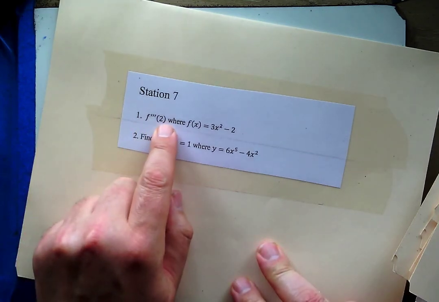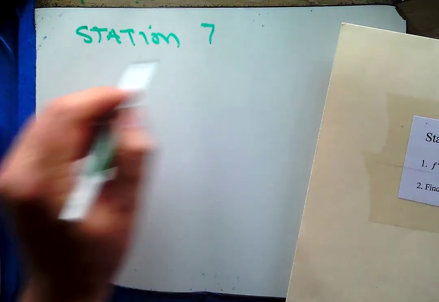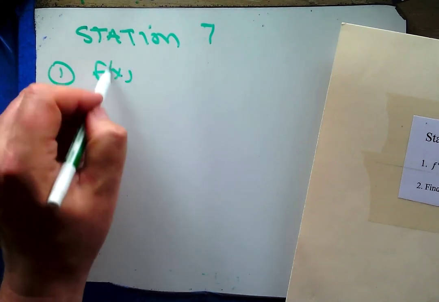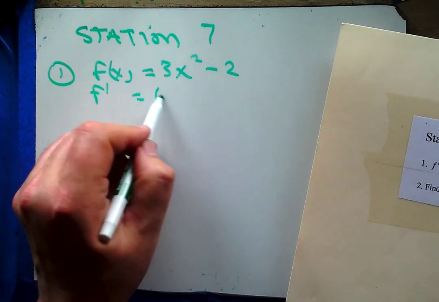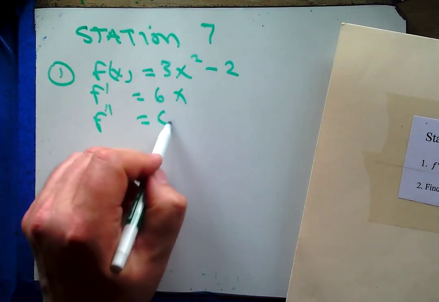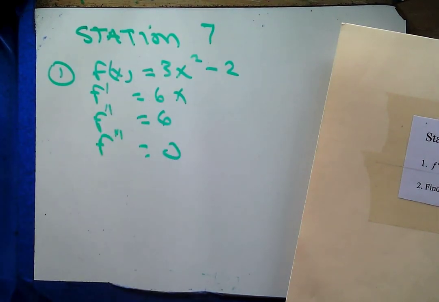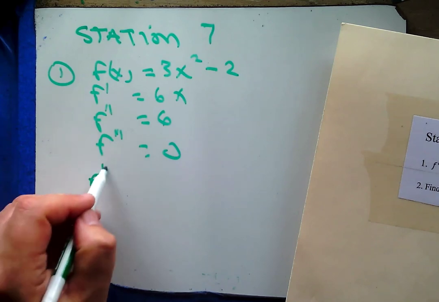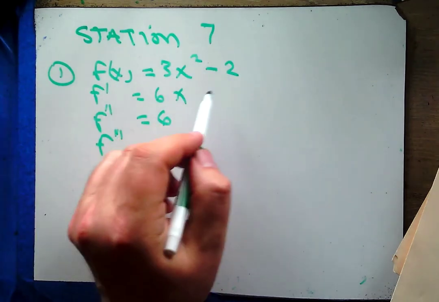Alright, that was station 6. Station 7. F triple prime of 2, where f of x equals this. Well, that's silly. You know why I say that's silly? Because I think that f of x being 3x squared minus 2, f prime is 6x, f double prime is 6. And so f triple prime is 0 because it's the derivative of the constant. So if they ask me the question, hey, what's f triple prime of 2? It's still going to be 0.